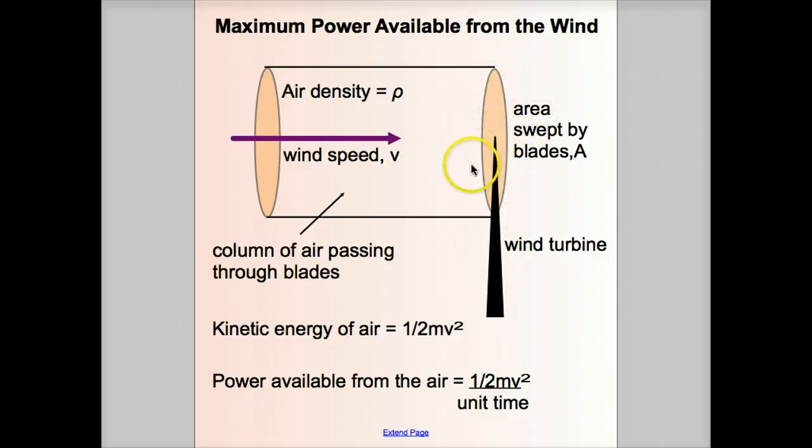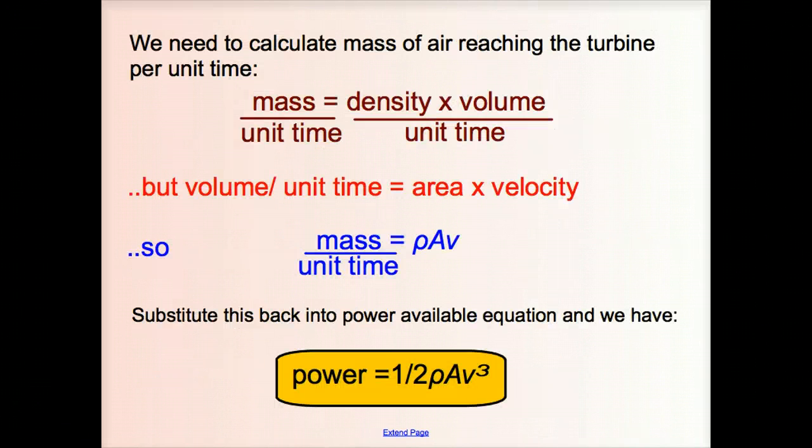We have the area swept out by the blades, A. We have the speed of the wind, V, and air density, rho. So we can think of this cylinder as the air which is flowing into the blades. Now, kinetic energy of the air is going to be given by half mv squared, and the power, energy over unit time, is going to be kinetic energy of the air divided by unit time. So the equation is half mv squared over unit time.